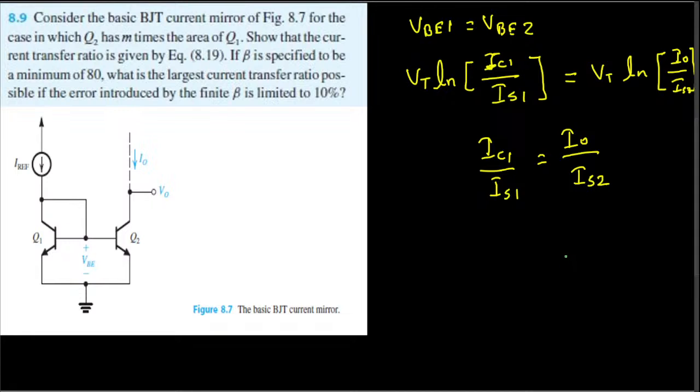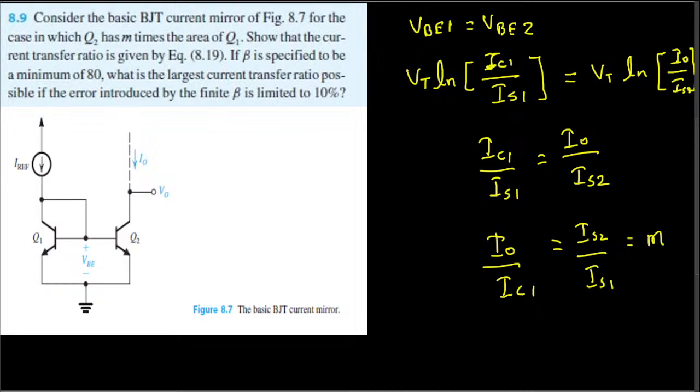And if we rearrange this equation, I0 over IC1 becomes IS2 over IS1. This is what we call the transfer ratio. That is equal to M. M is the transfer ratio, and that is what the question is asking about here.